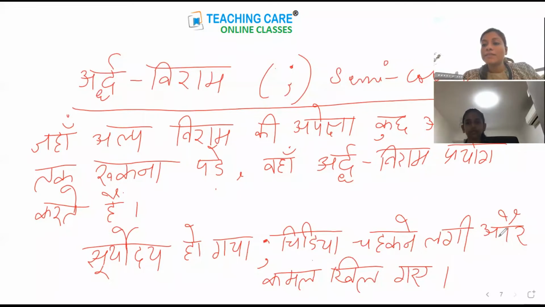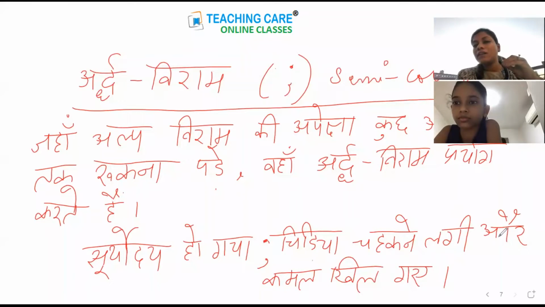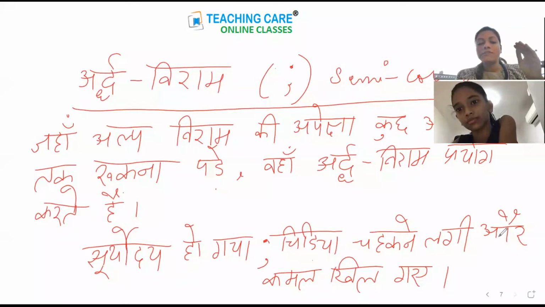Okay. So ardhviram, that is the semicolon, where we use it like in alpviram, that was the comma. We have to give a very short pause. But if we have to give a little more than the short pause, a very little more than the short pause, then we use the ardhviram. जहां अल्प विराम की अपेक्षा कुछ अधिक देर means a little more time. You have to wait, रुकना पड़े, you have to wait. There we use the अर्धविराम.